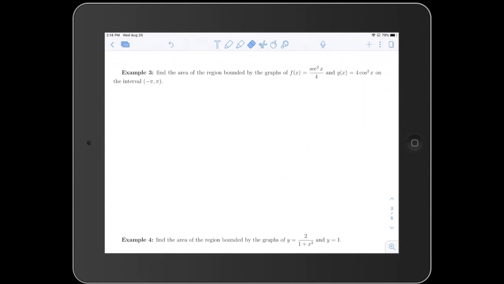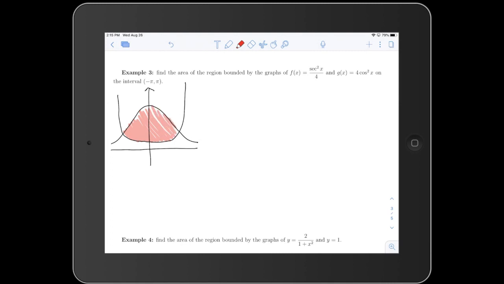Find the area of the region bounded by these trig functions. I have secant squared of x over 4 and 4 cosine squared. Here is where we're going to use one of these formulas. To save a little bit of time so we can have as many examples as possible, I'm going to give you a sketch. A sketch of this would look something like that. We're finding this area right here.